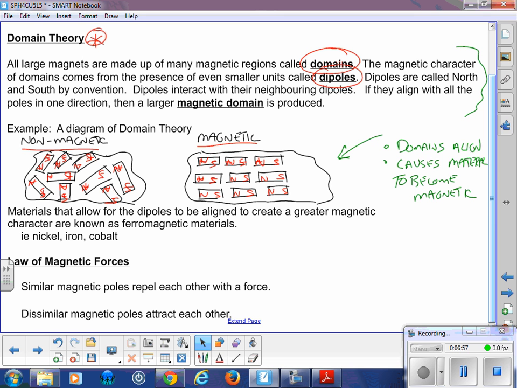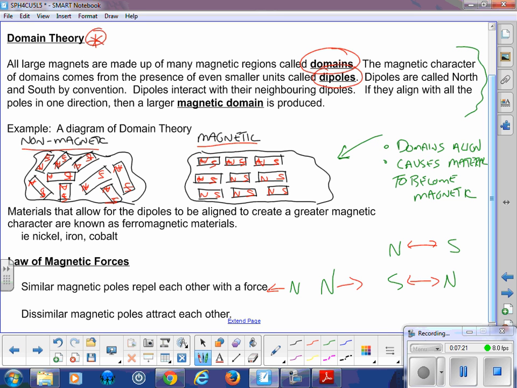All right. Law of magnetic forces. This is going to look pretty similar because it's very similar to the electric. Similar magnetic poles repel each other. So north, north. You remember I did this with positives the other day. They're going to repel each other. However, if I have a north, south, south, north, there is a force of attraction between them, pulling each other closer together. And that's the second part, dissimilar poles attract. So very, very similar to our electric theory.